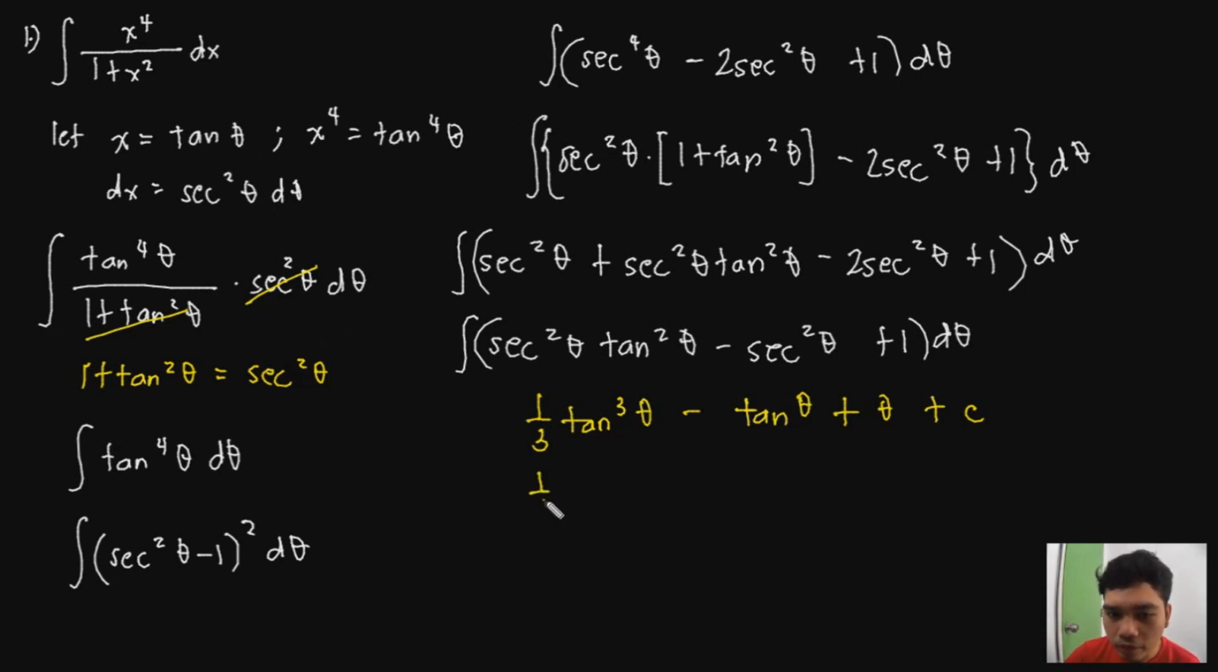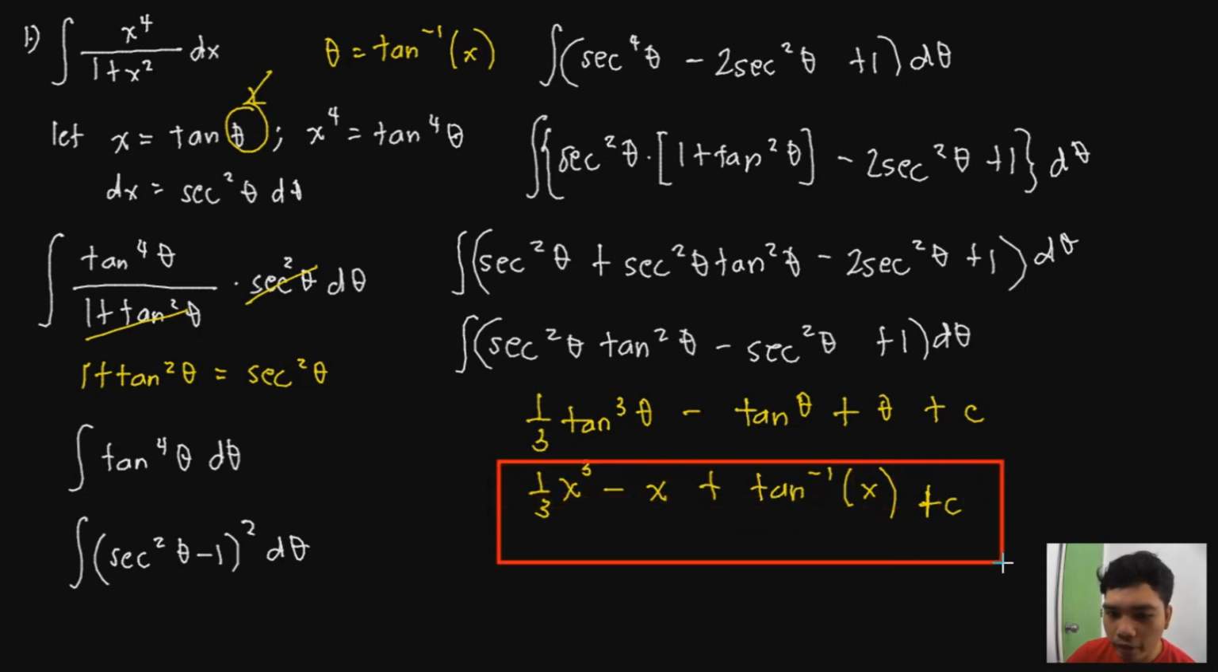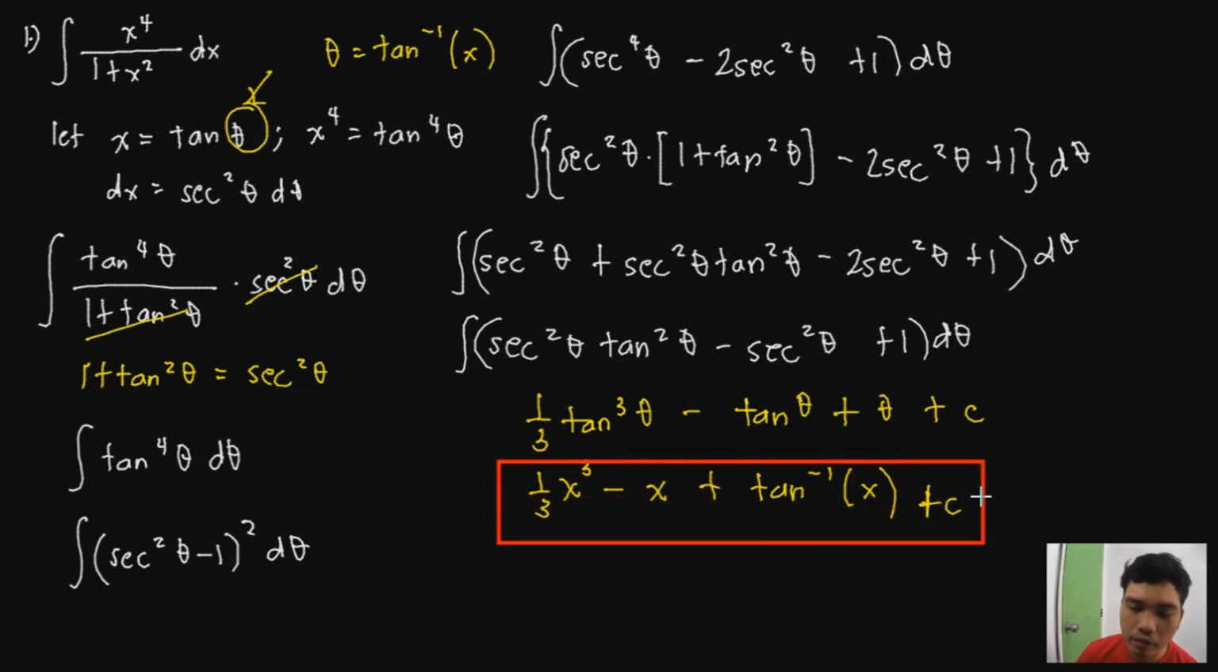So, this becomes 1/3. And then, yung tangent cube is actually x cubed, diba? So, that is x cubed. And then, minus, yung tangent is x. And then, plus theta. Now, how do you obtain this value of theta? Alam naman natin, diba, na if you want to take this theta, you can just take the inverse tangent of both sides. So, you'll be able to get yung theta lang. So, that is the inverse tangent of x. And then, plus c. So, therefore, our final answer is 1/3 x cubed minus x plus inverse tangent of x plus c.